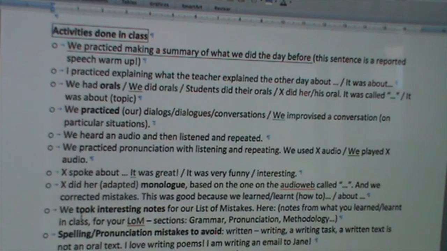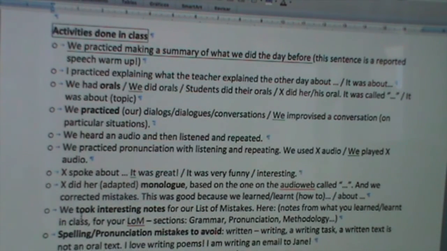Then, we practiced dialogues or conversations, or we practiced our dialogues, or we practiced our conversations, or we improvised a conversation on particular situations. You can say at the airport or at the pharmacy or whatever, okay? We heard an audio and then listened and repeated.